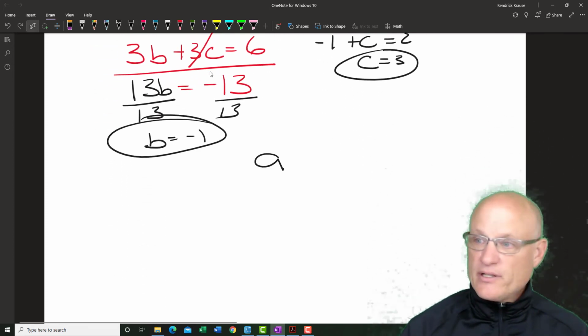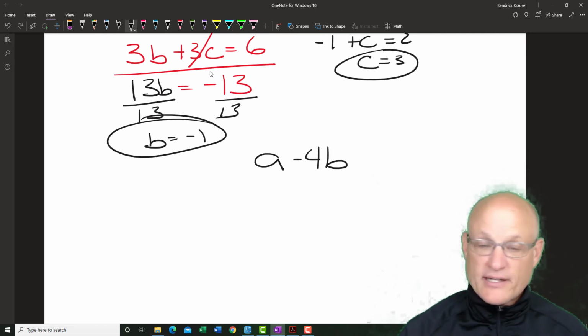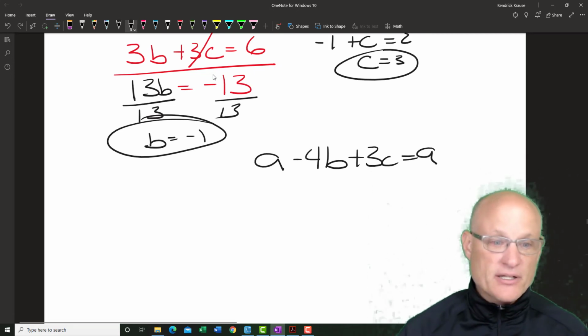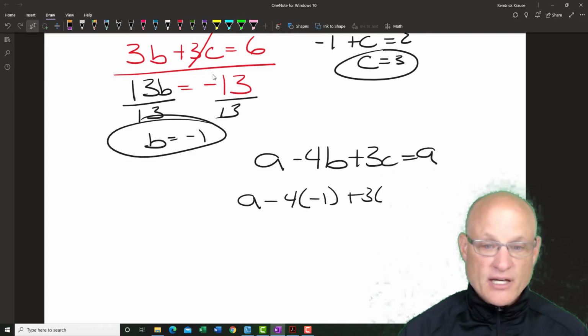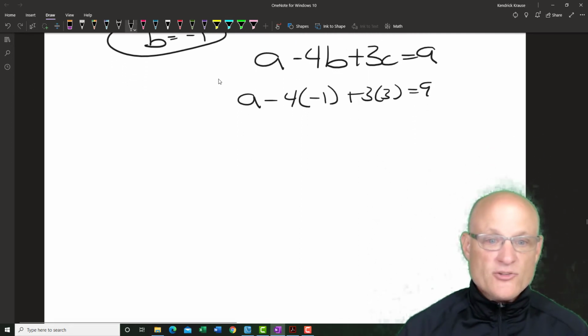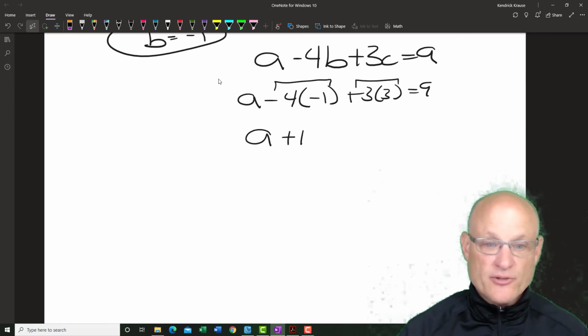And I forgot what it is. So it's a minus 4b. I should remember that minus 4b because I forgot to take care of it. Plus 3c equals 9. All right, so let's plug these in. A minus 4 times negative 1 plus 3 times 3 equals 9. So this is positive 4. And this is positive 9. So that's 13. So a plus 13 equals 9. Subtract 13, I get a equals negative 4.